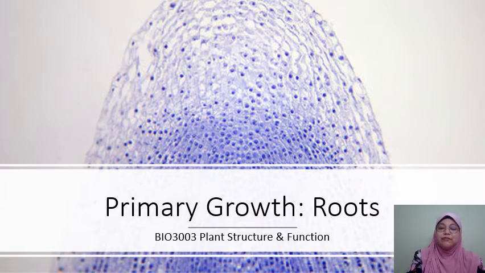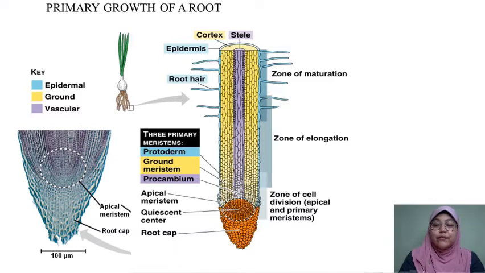We're going to continue with plant growth in roots. The growth of roots in terms of its length is concentrated in the root tip area where there are three zones of cells with successive stages of primary growth. So we have the zone of cell division, zone of elongation, and zone of maturation.